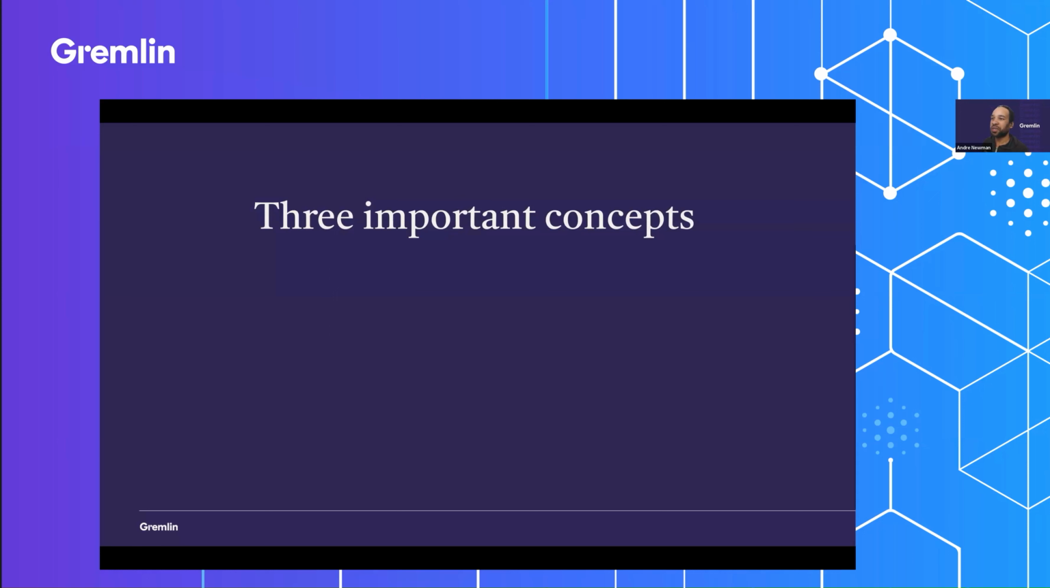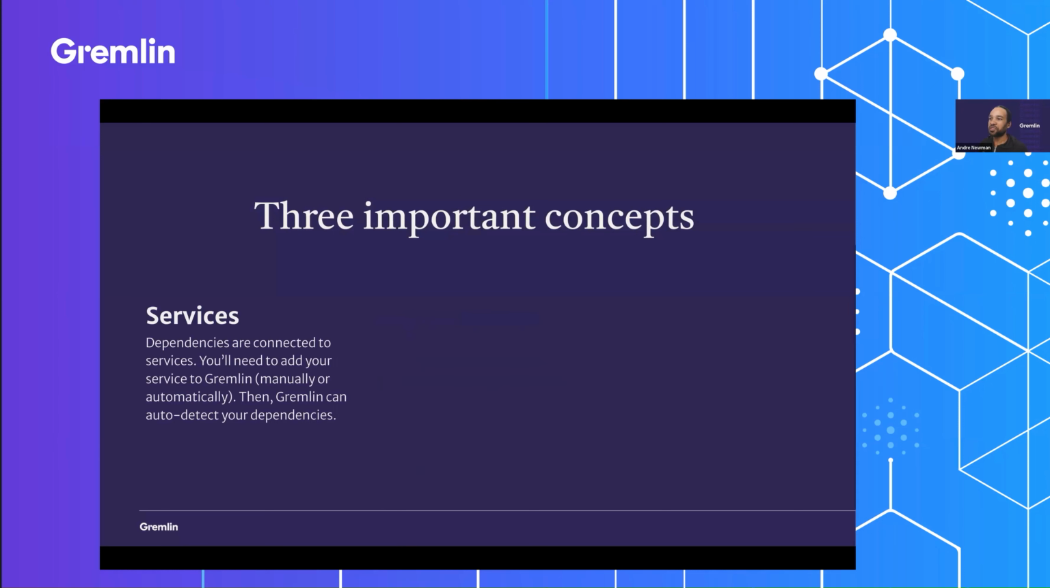So when we talk about dependency tracking in Gremlin specifically, there are three key concepts that we want to consider. First is services. Gremlin associates dependencies to services. So the first step is defining these services in Gremlin, either manually or by letting us automatically detect them. And a service can be anything like an application running on a host or a Kubernetes deployment, basically some software component that your team is responsible for.